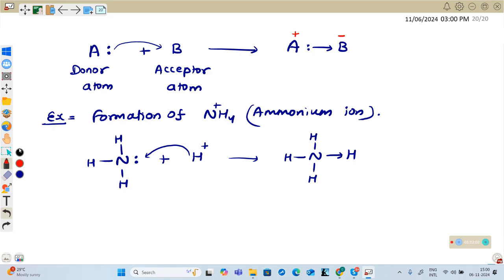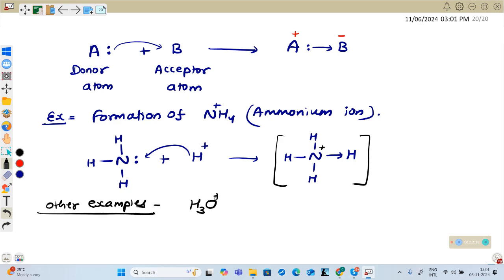Now the positive charge is always given to the atom which is donating, and negative charge to the acceptor. There is no actual charge separation though, this is just the representation. Since the overall charge in the reaction is +1, the plus and minus get cancelled. Nitrogen of ammonia acquires the positive charge after donating the electrons. So this is called ammonium ion. Other examples, hydronium ion, H3O plus.